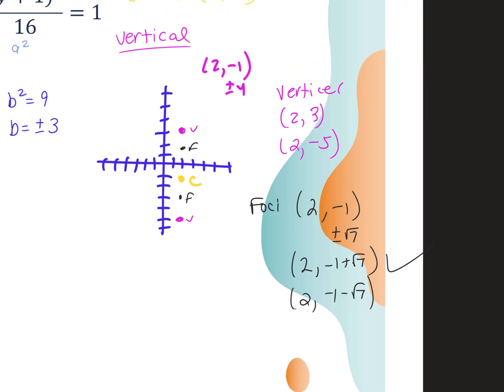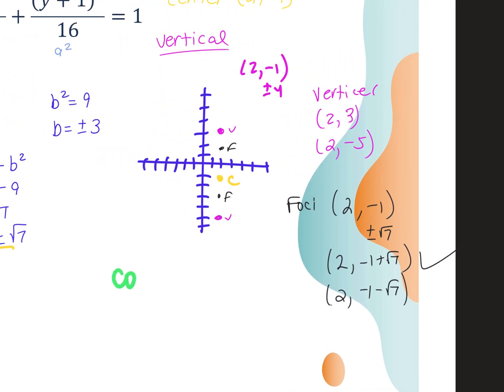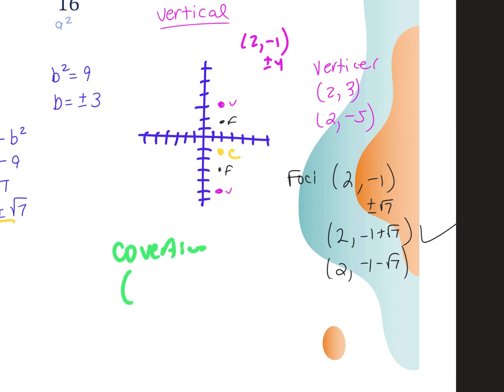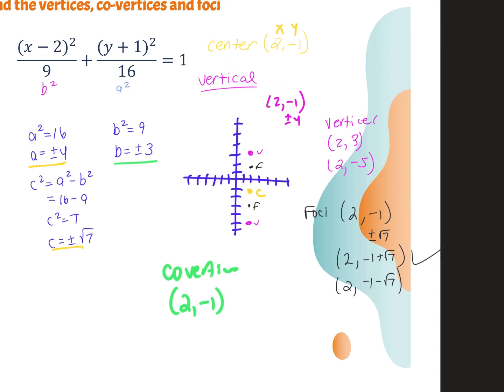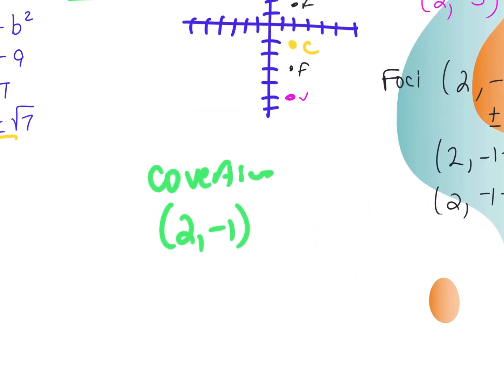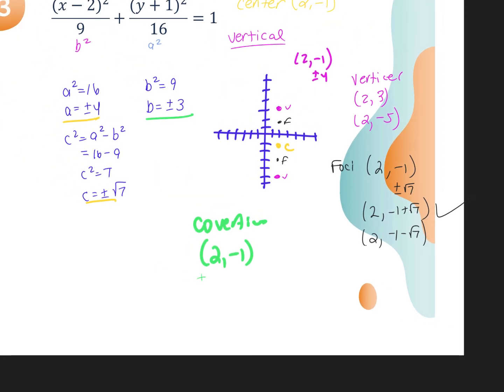The co-vertices. Okay, good. So from the center, my center was again 2, -1. My co-vertices, are they on the major axis, or are they on the minor? They're on the minor, so that's going to be the opposite one that we were just talking about. We were talking about all the major stuff was up and down, so your co-vertices are going to go which direction? Left and right. So you're going to add and subtract what number?